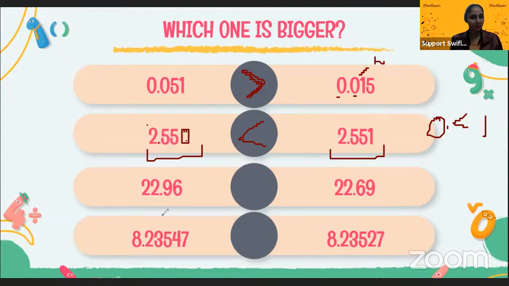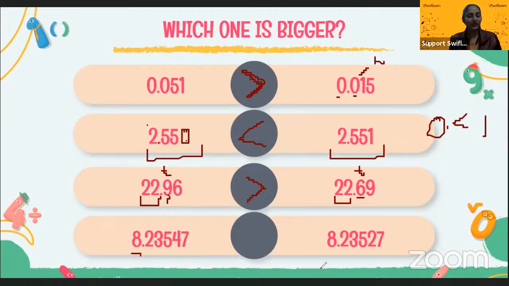Okay, let's move to the next one. The next one is very easy. I expect everyone to get the answer. Again, see, the whole part is the same for both of them, right? Now, if you look at the tenths place of the first number, it is 9. Here, the tenths place is 6, right? So whose tenths place is bigger? Yes, the first number. It means the crocodile is going to eat the first number, right? 22.96 is bigger than 22.69.